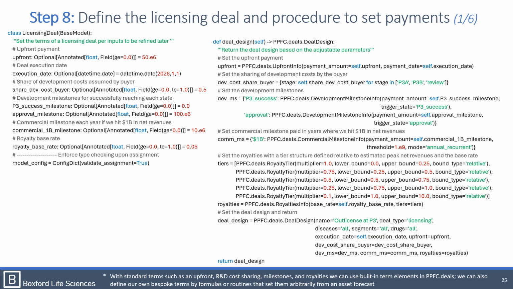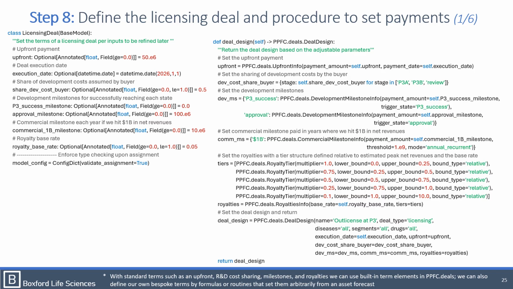So now we're going to layer on top of this the licensing deal and how we're going to evaluate it. We have a similar way of describing deal terms, just like we have for describing assets, where we build it up using a number of different kind of templates and values, in this case contained within the PPFC deals module. We define a licensing deal class that's going to set the terms of the licensing deal as inputs, where again we're using Pydantic to define what are allowable types of upfront payments, shares of development costs, etc. to assume.